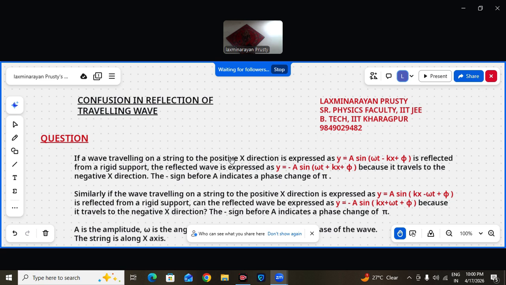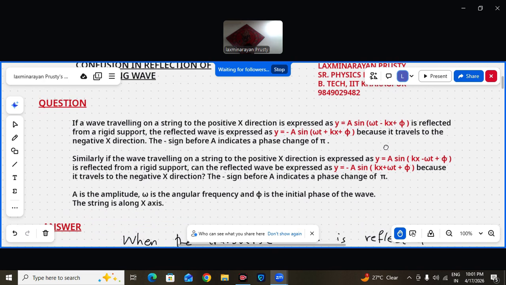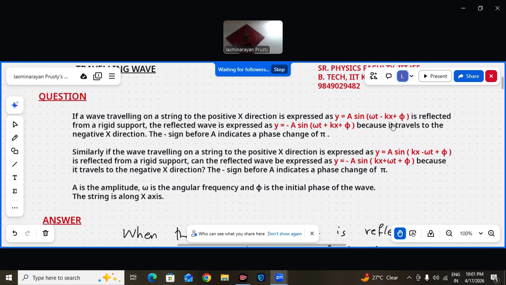Question: if a wave is traveling on a string in the positive x direction, which is expressed as y is equal to a sine omega t minus kx plus phi. What is a? Amplitude. What is omega? Angular frequency of the oscillating particles. What is k? That is the wave constant. What is phi? Some arbitrary phase. From a rigid support it gets reflected, so it's a rigid wall, let us say.